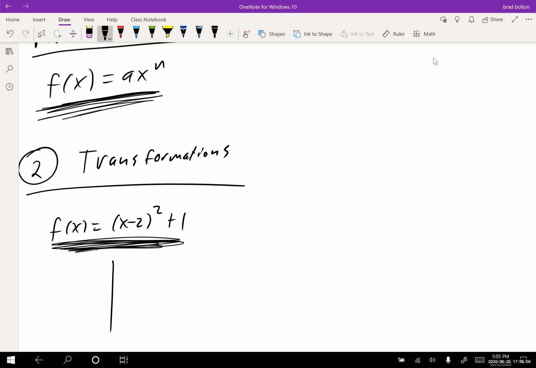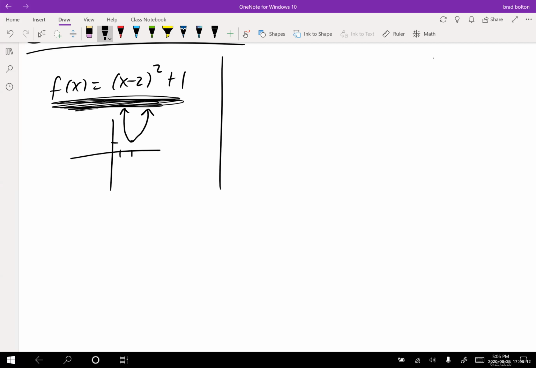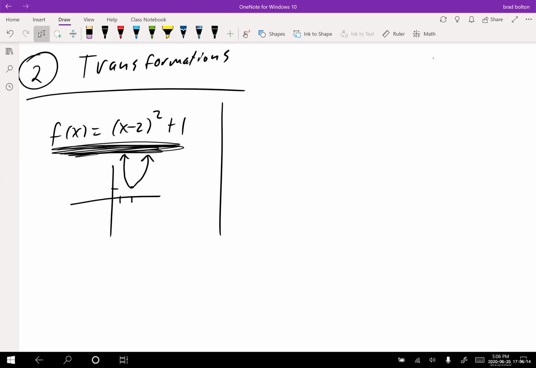You guys already know how to graph this. You transform it, you move it over 2, and then you move it up 1. You put a dot, and then you draw your parabola. So you already know how to do transformations on polynomials. So I want to give you one that's a little bit different than a parabola, but it's still a polynomial. Let's say we have f of x equals 1 minus x to the 5th, okay?